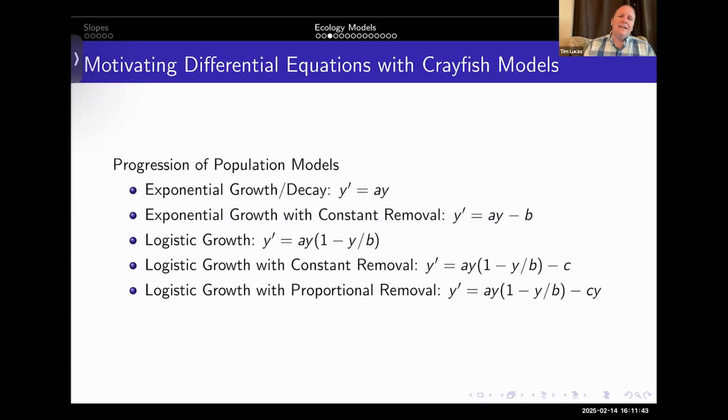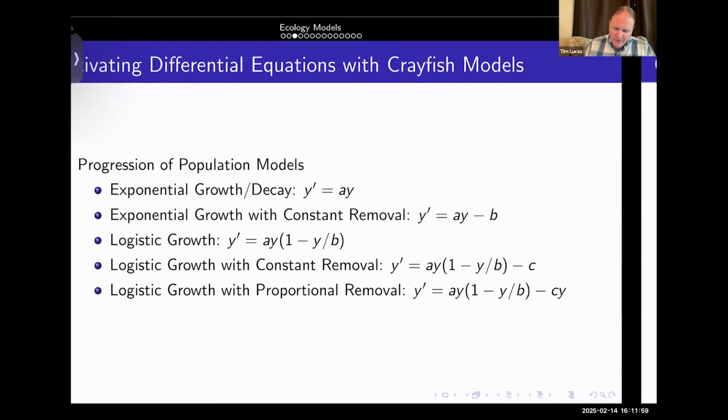And so I set up this kind of progression of models that we work through with the students, and then use those to introduce different kinds of differential equations, things like linear and separable. And then eventually we do end up moving on to solving them.